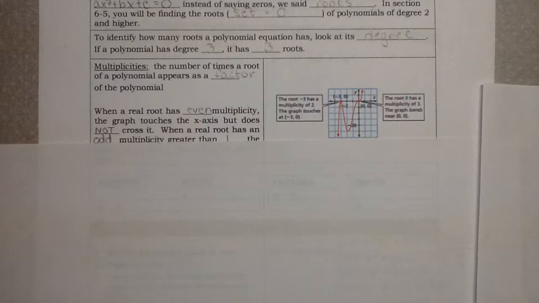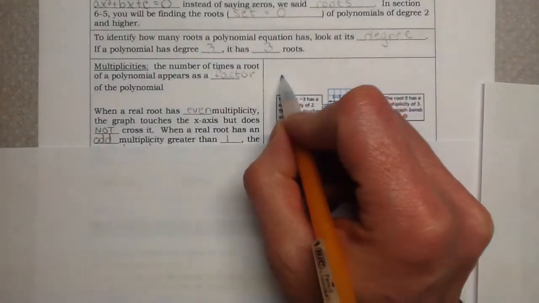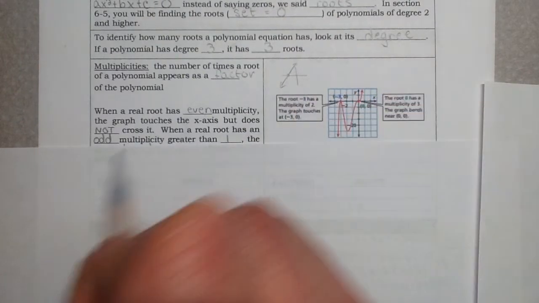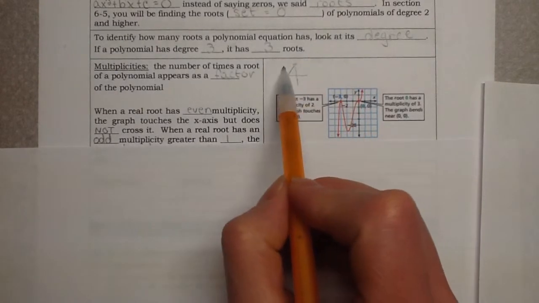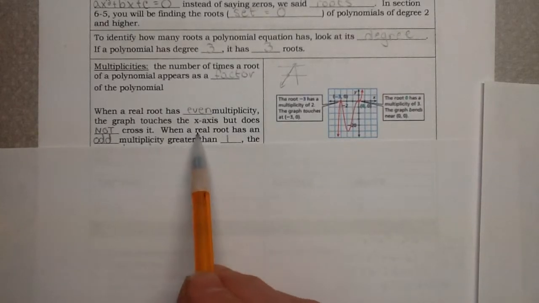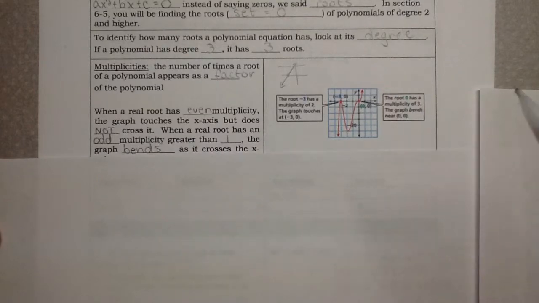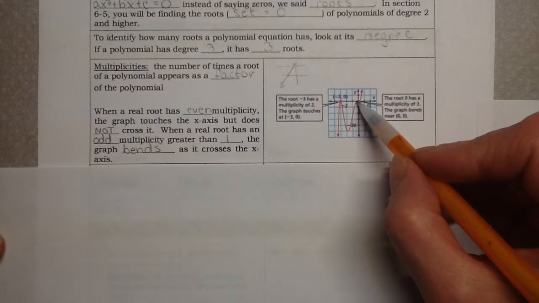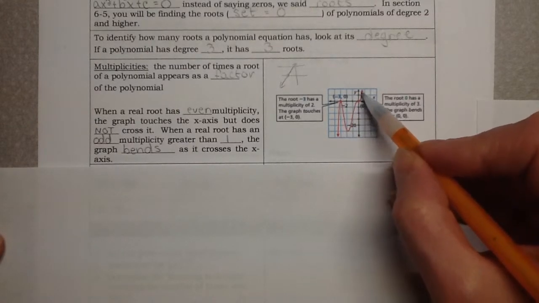When a real root has odd multiplicity and greater than 1, because if it has a multiplicity of 1, that means it's going to go right through the x-axis because it would be linear, unless we have a horizontal line. So when a real root has an odd multiplicity and it's greater than 1, the graph bends as it crosses the x-axis. So here's an example of an odd multiplicity that is greater than 1. It's going to bend.